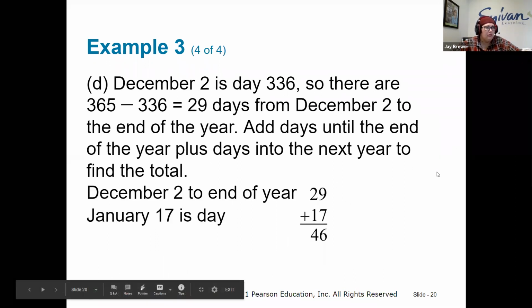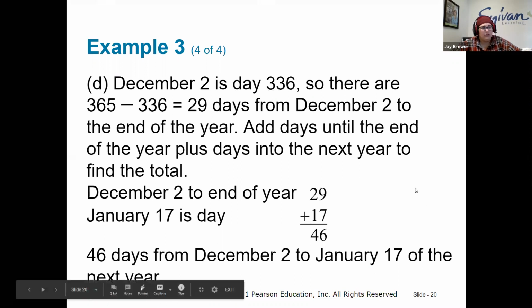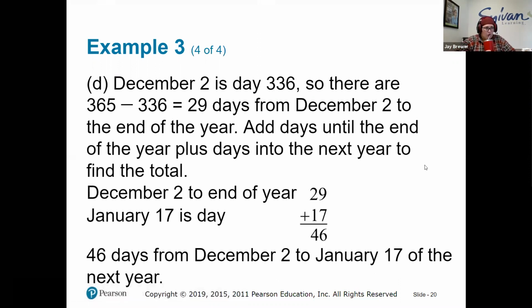All right. If we have December 2nd is day 336, then there are 29 more days left in the year. And then we want to add days until the end of the year plus the days into the next year. So 29 and 17 gives us a total of 46 days. Again, not really too difficult. Some of your homework problems are literally just that straightforward. If you are at this day, tell me about this day. That's all.